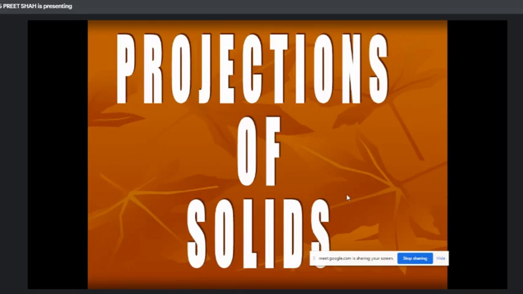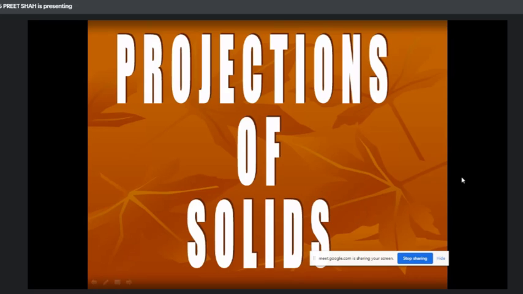Now we start from the new topic. Today we will discuss the projection of solids. Earlier we discussed the projection of planes. So what is the difference between the plane and the solid? In a plane, we talk about only a two-dimensional figure.